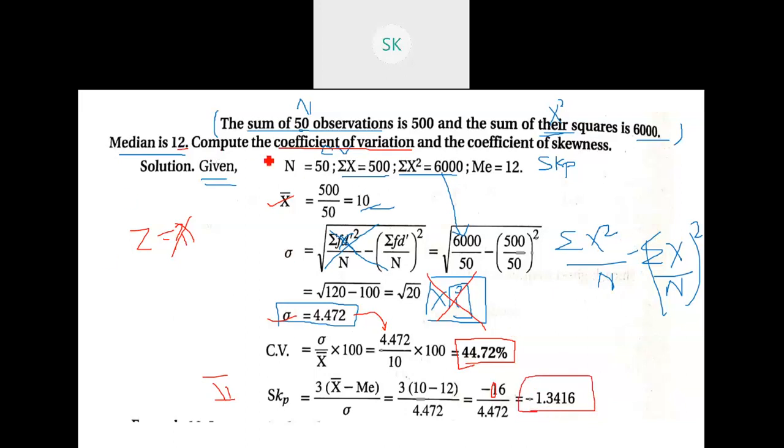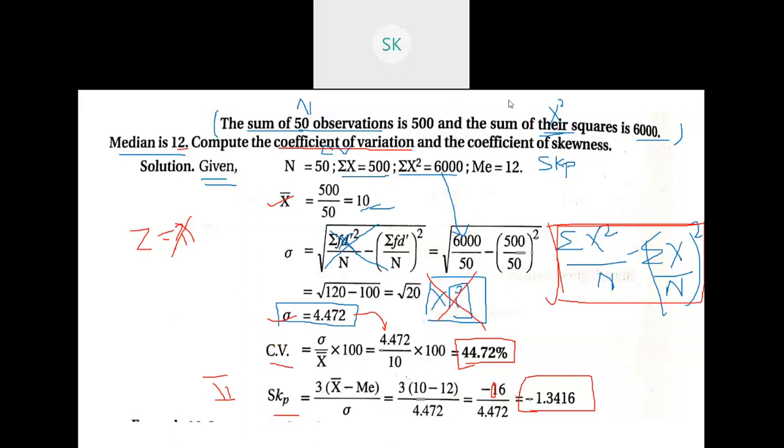To summarize the whole problem, they have given us the number of observations, n equal to 50. Then the sum of observations, sigma x, equal to 500. The sum of their squares, sigma x square, equal to 6000. Then the median is 12. So we are supposed to use this formula here: the square root of sigma x square by n minus sigma x by n whole square. And then we found the standard deviation, we found the arithmetic mean. Then they asked us to calculate the coefficient of variation and the coefficient of skewness. So we have solved all that has been asked for.